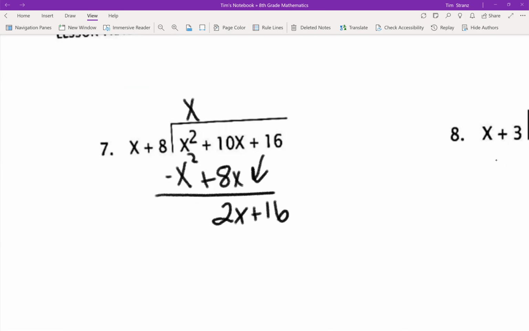X times 2 is going to give me that 2x, so I'm going to multiply by 2. 2 times x is 2x, and 2 times 8 is 16. If I subtract these, I get 0, so my answer is x plus 2.